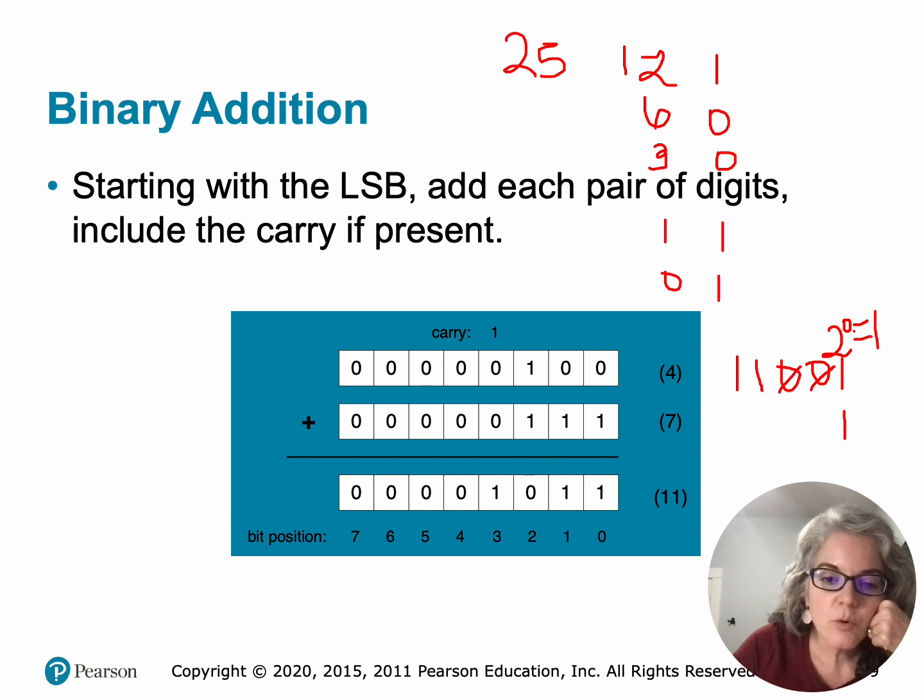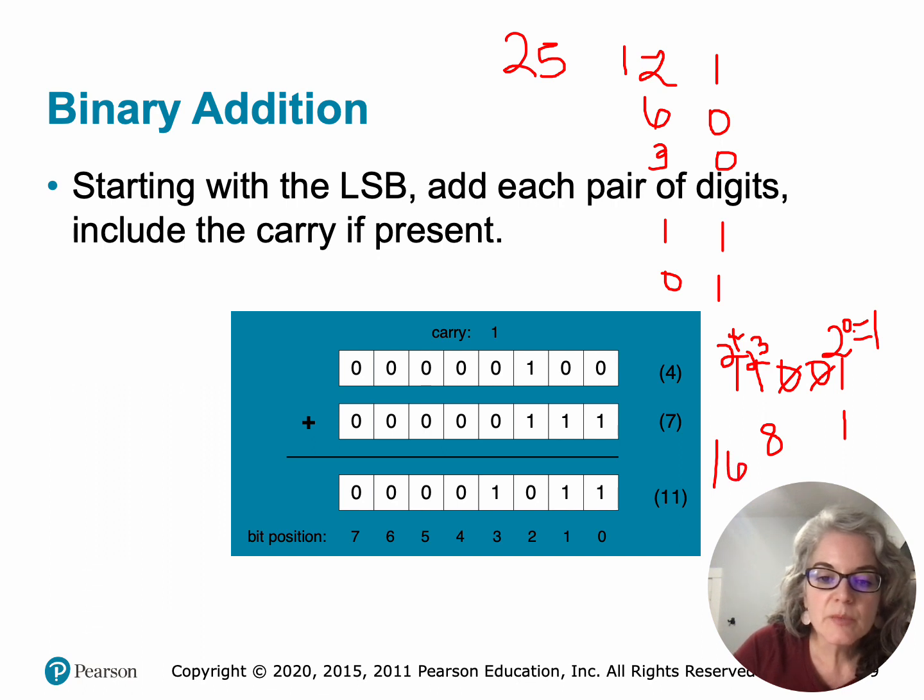This is position 1, position 2. This is position 3. So this would be 2 to the power of 3. 2 times 2 is 4. 4 times 2 is 8. 8 times 1 is 8. This is 2 to the power of 4. 2 times 2 is 4. 4 times 2 is 8. 8 times 2 is 16.